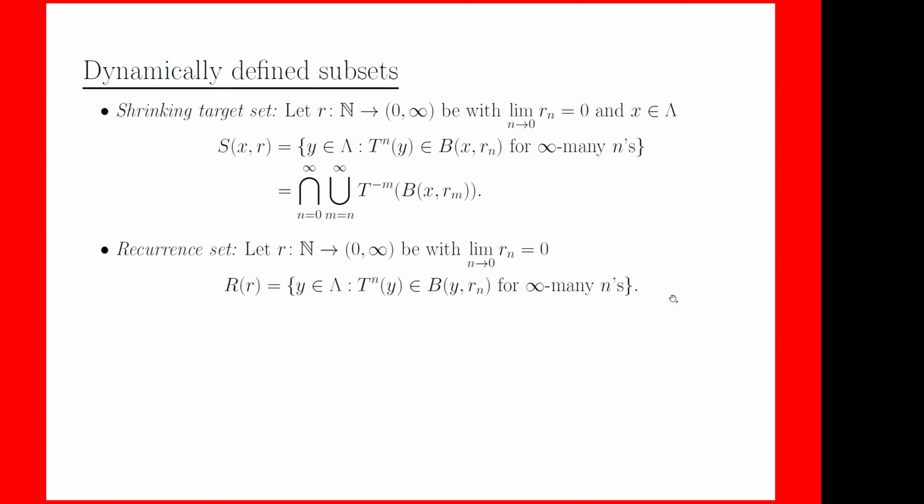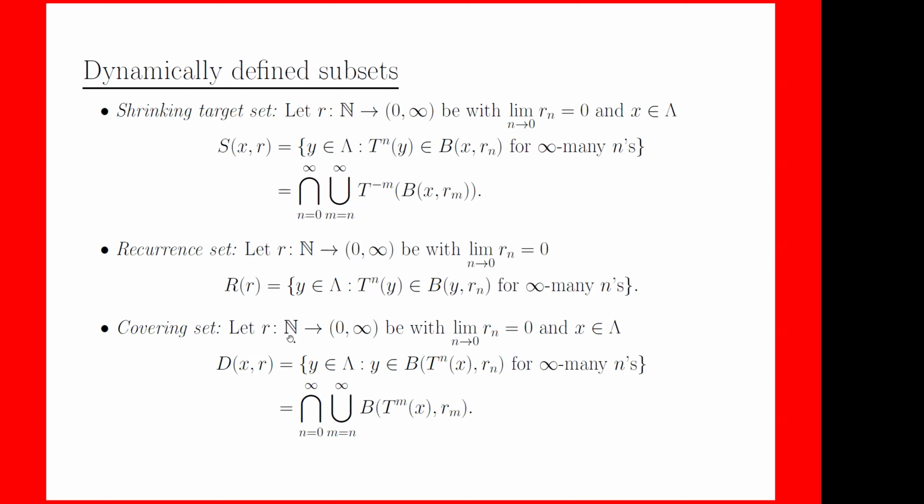And the third class I would like to talk about is the dynamical covering sets. You again pick a point x and some rate shrinking down to 0, and you are interested in those points which will be covered infinitely many times by the orbit of this fixed point x. So this fixed point x wanders around the self-similar set, its ball is always shrinking, but you are interested in those points which will eventually be covered infinitely many times.